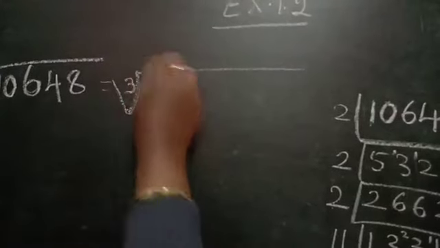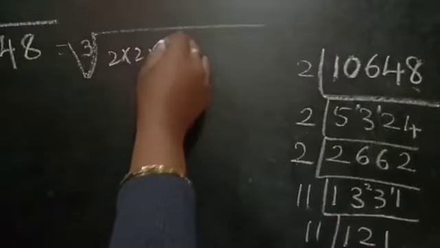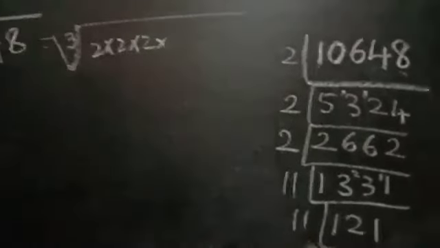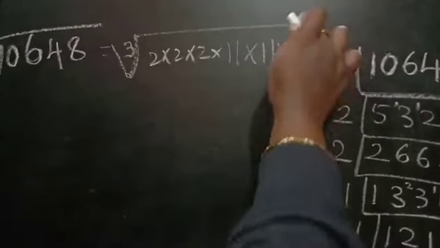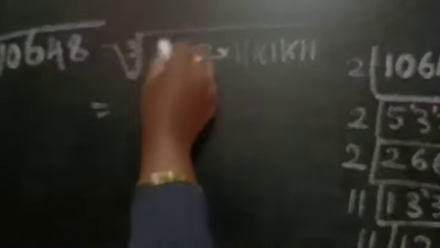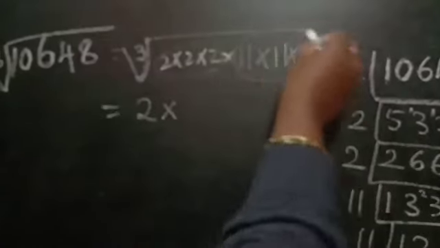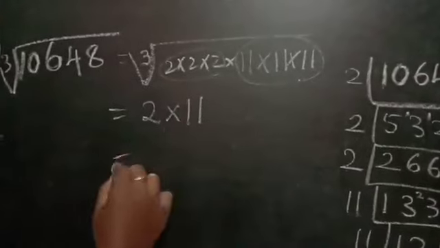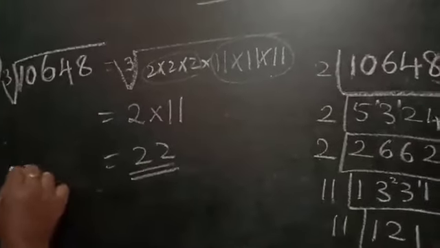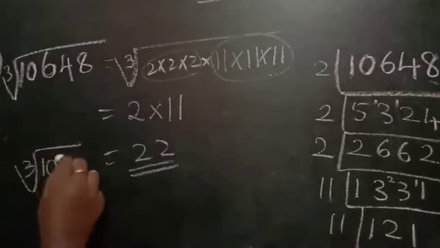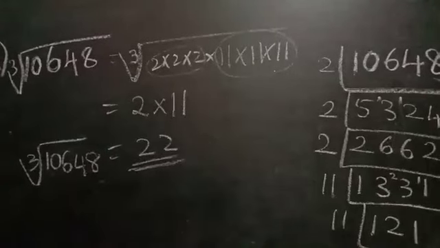Then 2 is 3 times, 11 is 3 times. Again 2 is there 3 times, so only 1 2 can be written. Here 11 is there 3 times, so 11 can be written. 2 into 11 is 22. Therefore the cube root of 10,648 is equal to 22, which is our answer.